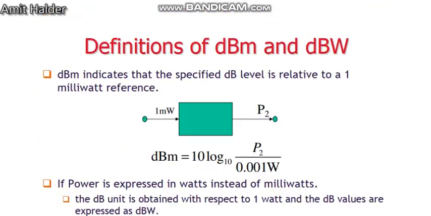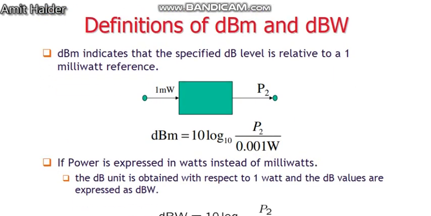And the definition of dBm and dBW is very important. Why do we use dBm? As we know, the decibel is a very large scale, so sometimes there is power in the milliwatt range that we should measure. The dBm means the milli-decibel, which indicates that the specified decibel value is related to a 1 milliwatt reference. If we take the power reference as 1 milliwatt, that is the important factor, then we can say it will be a dBm unit.